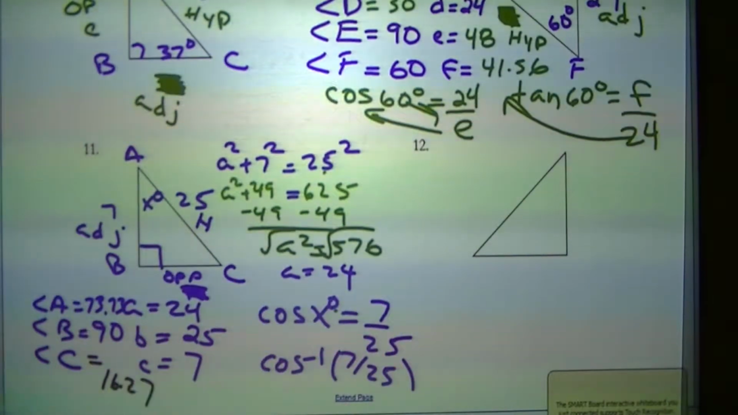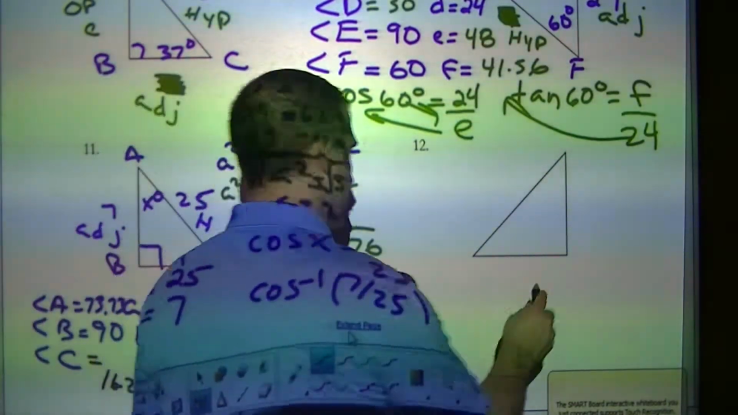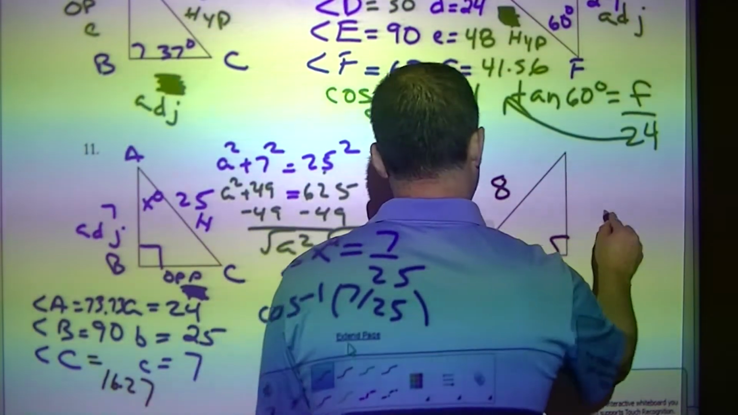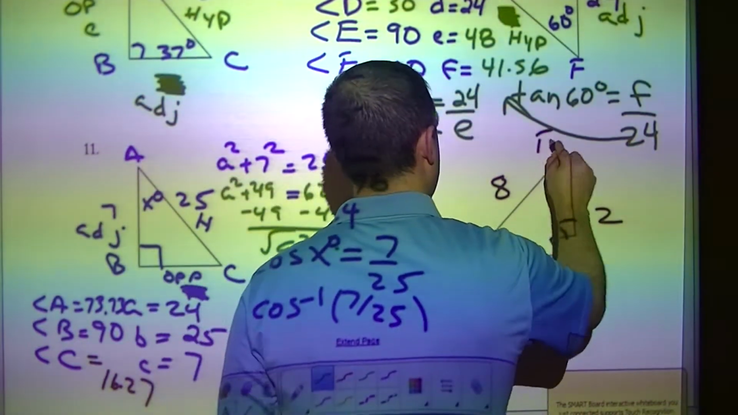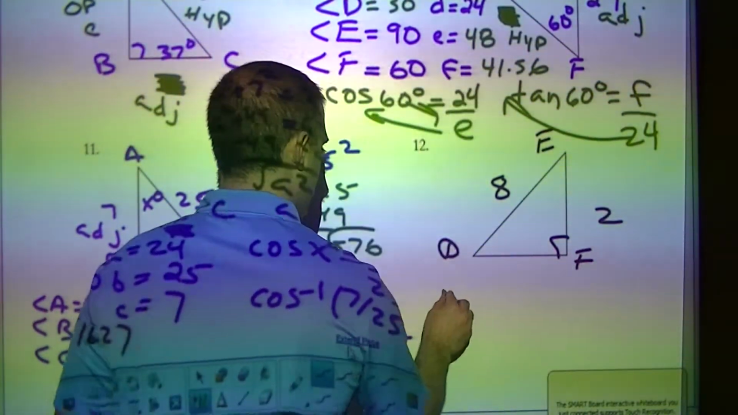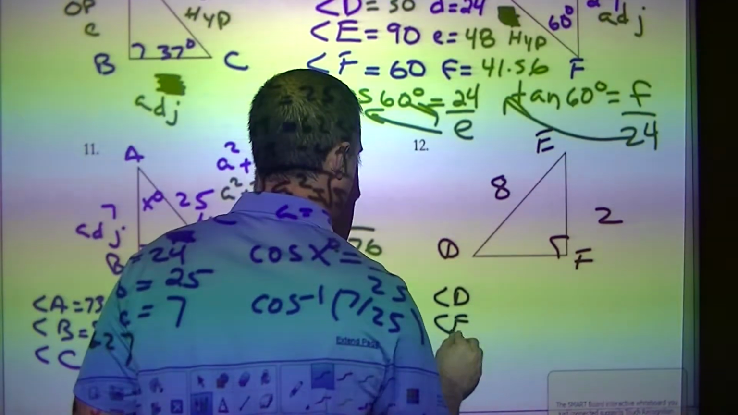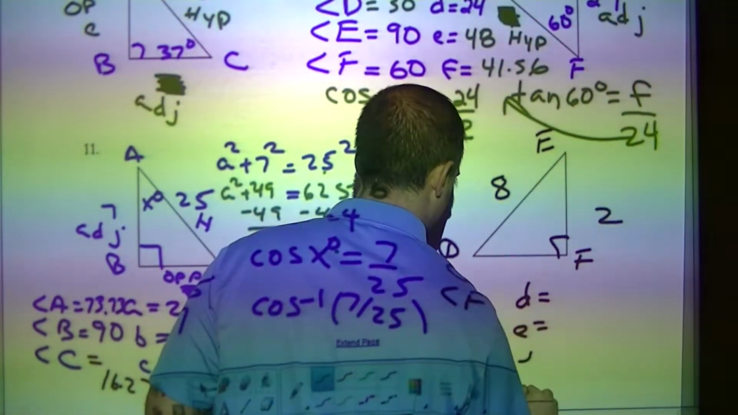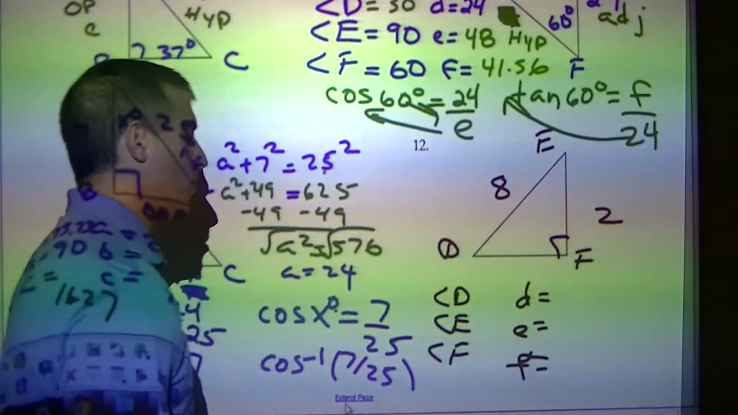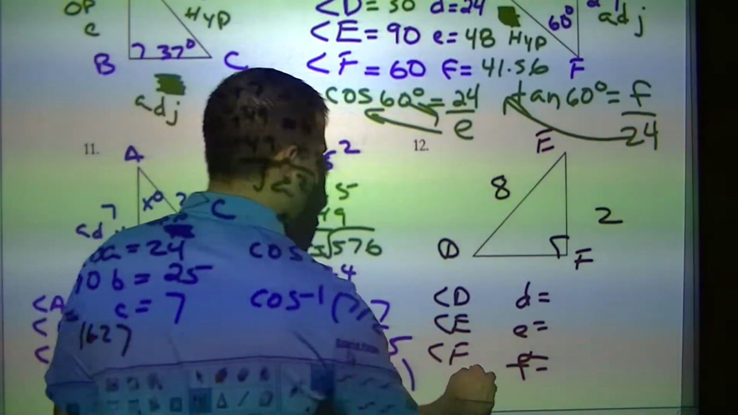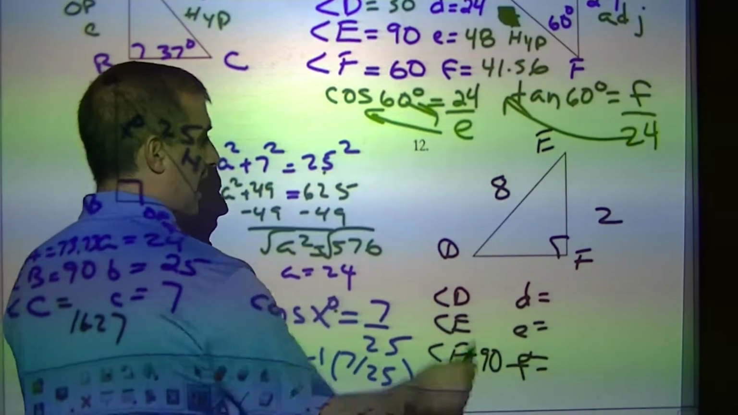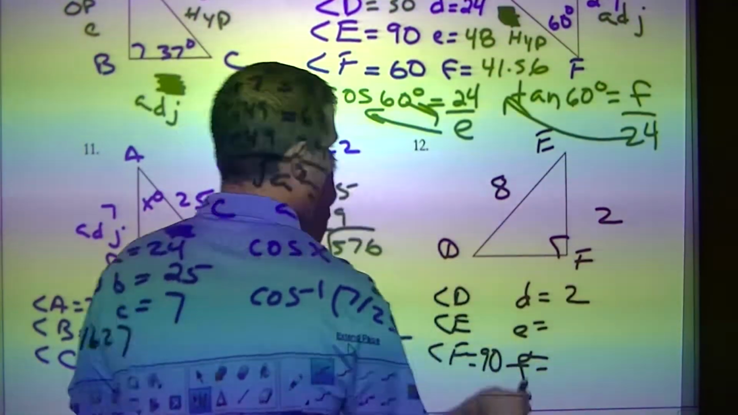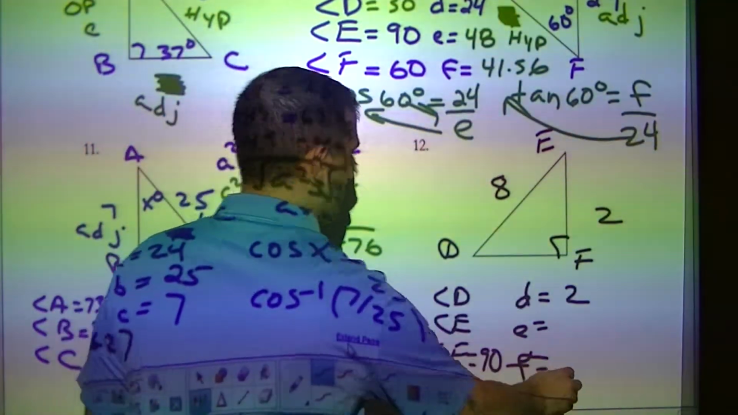16.27. All right, on number 12, this is 8, this is 2, and D, E, and F. So once again, angle D, angle E, angle F, little d, little e, little f. What do I have so far? Well, I've got angle F, which is 90. I've got little d, which is 20. I've got little f, which is 8.